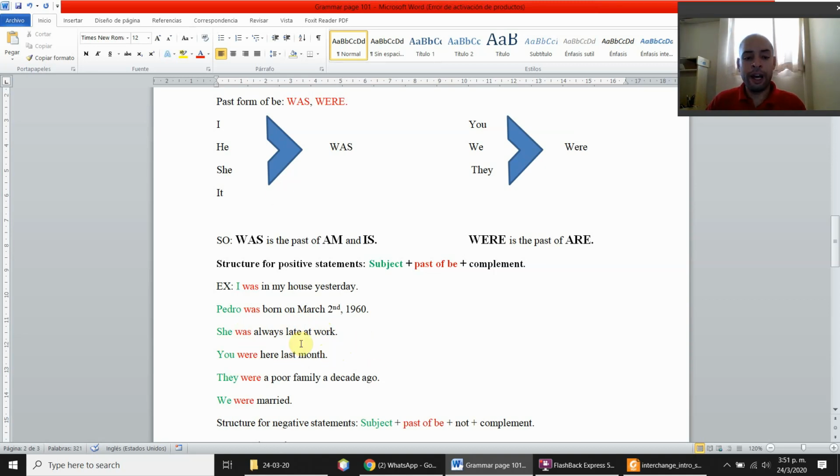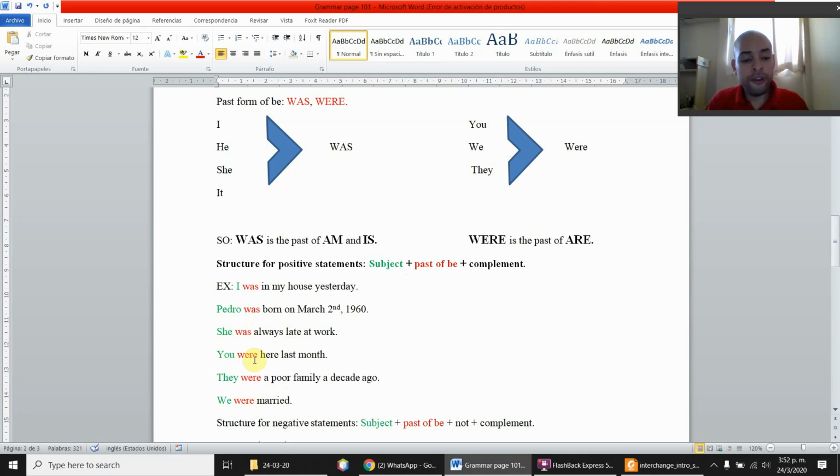Again, we're using the past. They were a poor family a decade ago. The subject they, the past of be, were, and the complement, a poor family a decade ago. We, the subject, were, the past of be, married. You're saying that that was the case a moment before today, a moment before this time right now. Something that was a reality in the past. We were married.